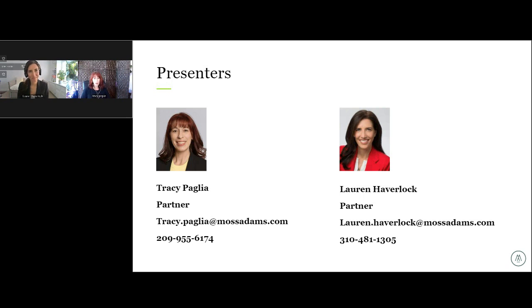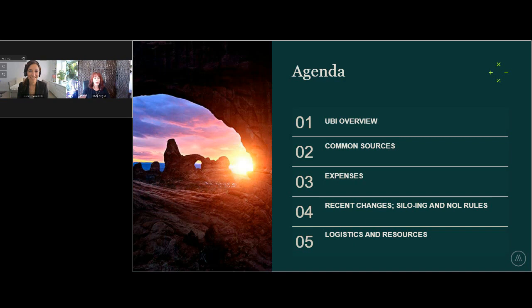We had multiple requests to do basics of the unrelated business income and what's new with 990T, so we're thrilled that you're here with us today. We're going to be going over an unrelated business income overview just to make sure we're all on the same page when it comes to what is UBI, what isn't UBI, how to find it, how to quantify it. We'll talk about common sources. We'll go into a little bit of expenses, but we're waiting for more guidance in that area. We'll talk about recent changes and especially the siloing and the NOL rules that keep messing with us with carrybacks and carry forwards. And if we have time, we'll do logistics and resources.